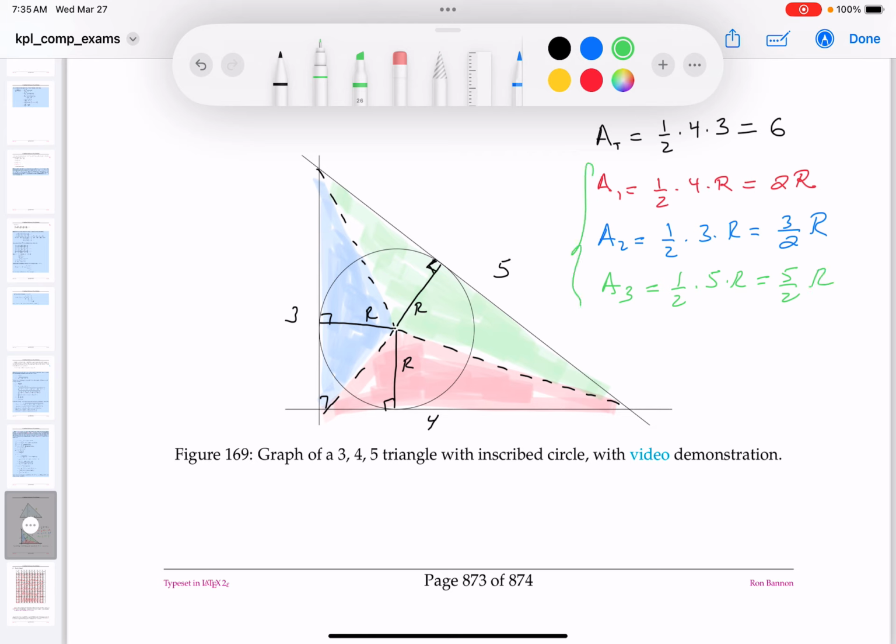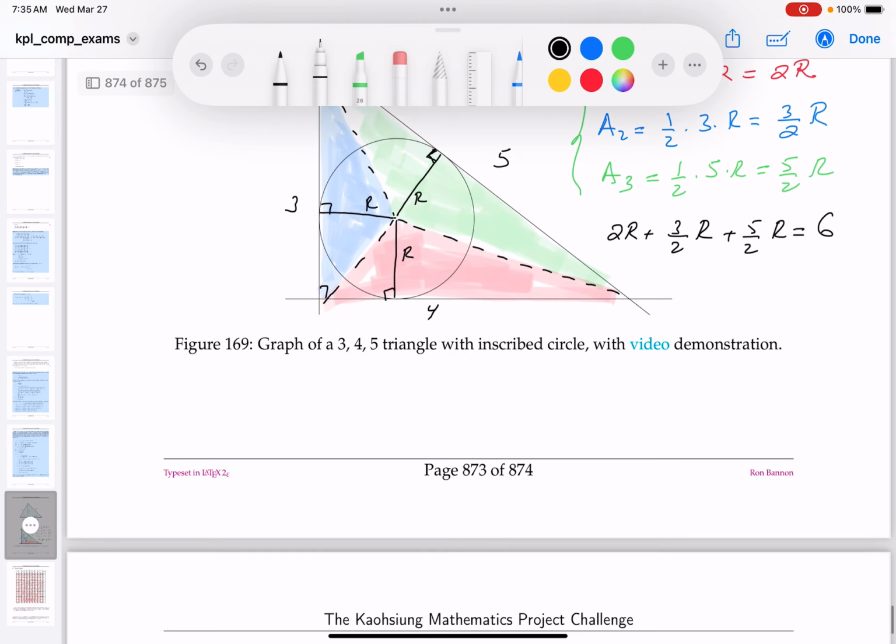Now, if I add these 3 triangles together, A1 plus A2 plus A3, what am I going to get? AT. So let's write this down. 2R plus 3/2 of an R plus 5/2 of an R would equal 6.